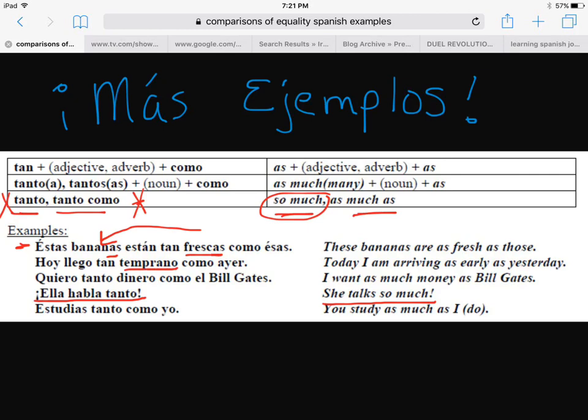I want as much money as Bill Gates. Quiero tanto dinero como Bill Gates. Now remember, if you're using tanto, let's change colors, it has to match the noun that follows it, which in this case would be dinero. So tanto dinero. And we talked about this one. And again, down here they're using it with a verb. She studies as much as I do, or you study as much as I do. Estudias tanto como yo. That's using it as a verb.